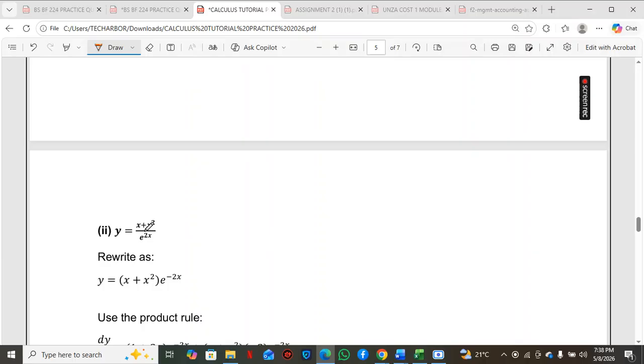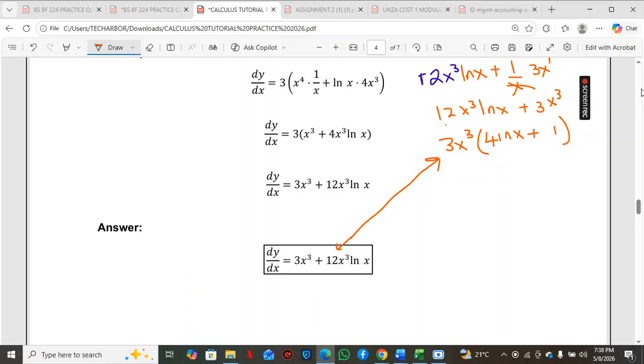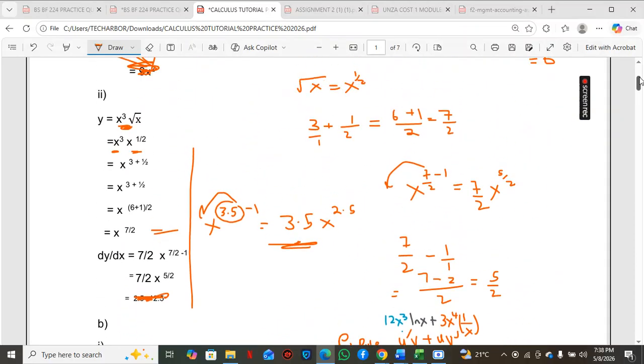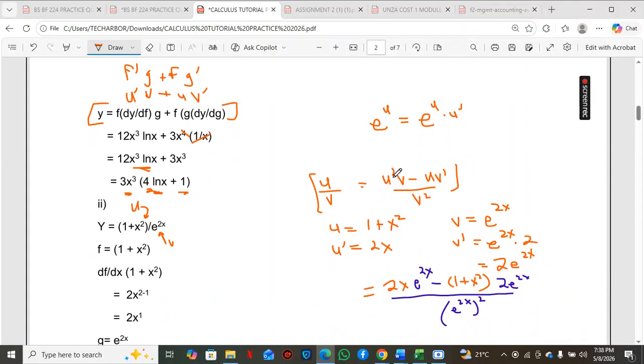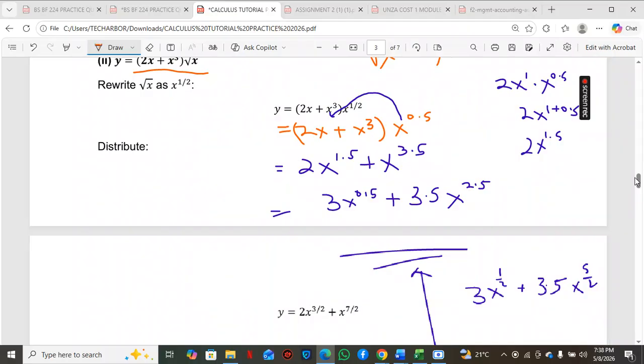Okay, we've got this one here. So here in the study notes, if you want, you can write it as this and use the product rule, or you can use the quotient rule. Remember, quotient rule is where you are dividing two different terms. Quotient rule, let me write it down there.